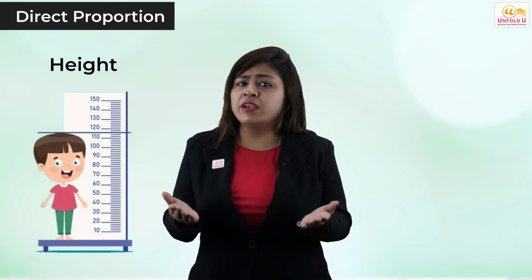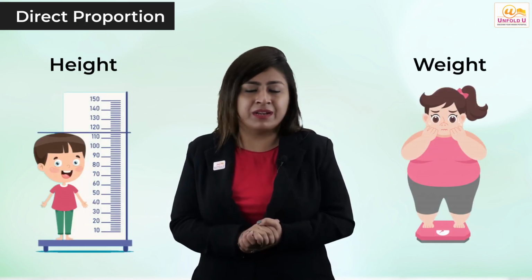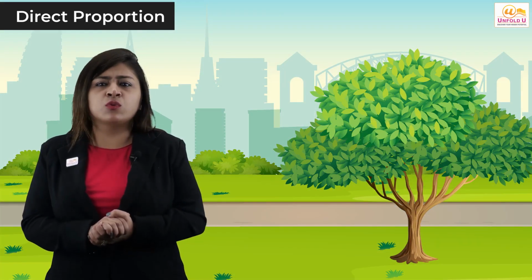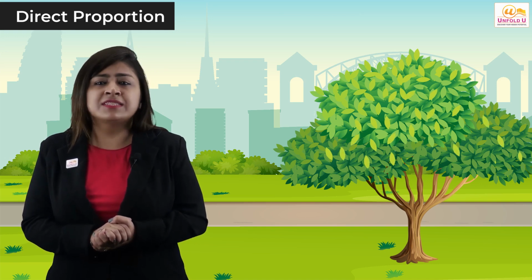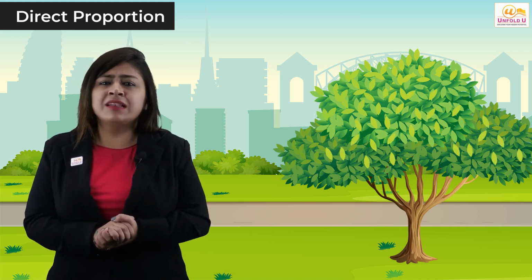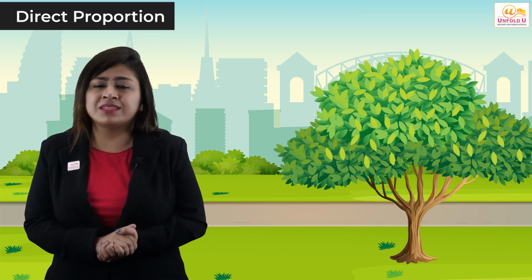इसके कुछ एग्जाम्पल्स देख लेते हैं. जैसे कि आपकी हाइट और वेट डायरेक्ट प्रोपोर्शन में नहीं बढ़ते. एक ट्री की हाइट और उसमें आने वाले नंबर ऑफ लीव्स सेम प्रोपोर्शन में नहीं बढ़ते. एंड देयर आर मेनी मोर एग्जाम्पल्स दैट कैन बी सीन अराउंड अस. सो दिस वाज ऑल अबाउट डायरेक्ट प्रोपोर्शंस.